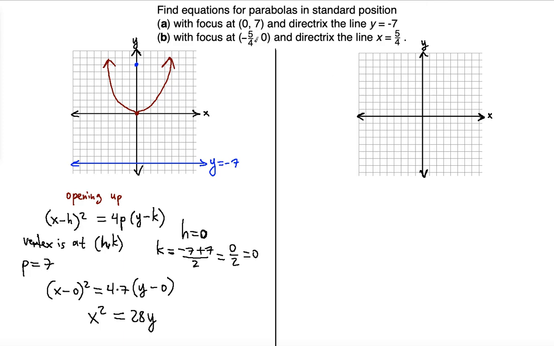So that's a little bit less than -1, but definitely greater than -2, right? So it's going to be somewhere here. Okay, so that's going to be the focus, and the directrix is the line x equals 5/4, right? So we know that the directrix is going to be here.